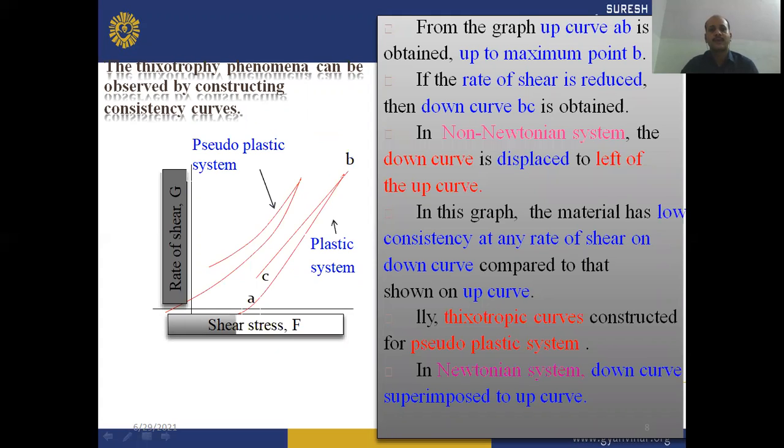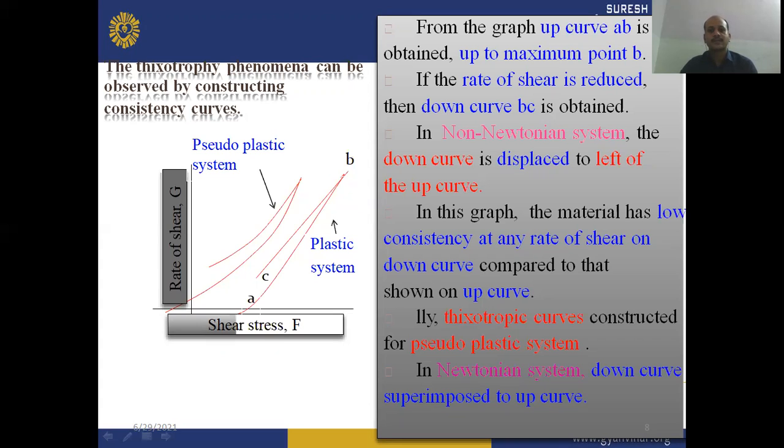It can be observed by constructing different types of consistency curves for plastic systems as well as for the pseudoplastic system. From this rheogram, the up curve can be denoted by AB, and the down curve can be denoted by BC. First the maximum point B is reached, then if the rate of shear is reduced, the down curve, denoted by BC, is obtained.